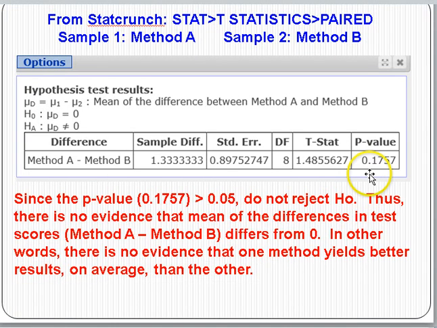The p-value would say, essentially, if there's no difference in test scores, the chance of finding a difference of about 1.33 or more, or negative 1.33 or less, so something extreme, is about 17.5%. Since this p-value is greater than 0.05, we do not reject H0. Thus, there's no evidence that the mean of the differences in the test scores, method A minus method B, differs from 0. In other words, there's no evidence that one method yields better results on average than the other.